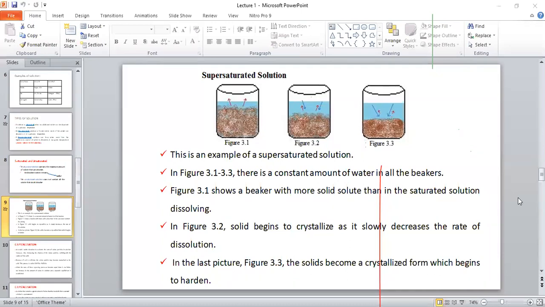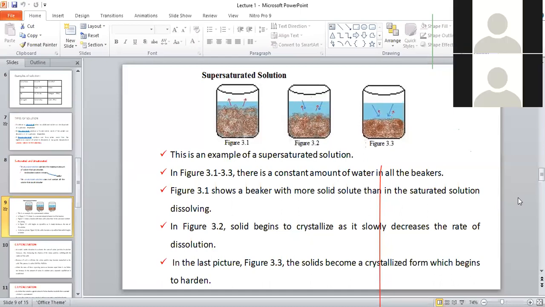Then the last one shows that the solid becomes crystallized. It becomes hardened. That means as you continue to add, the solute that has already gone into solution is so much that it comes to the surface, so that as you add more solid, the solute in the solution could have contact with the solid at the surface that you're putting in and could adhere to it and then becomes hardened. And that is when you have what is called crystals.